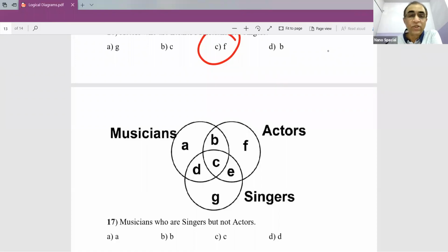Okay, now let's quickly answer this question. Musicians who are singers but not actors. So what are we looking at? This is musicians who are singers. Therefore this. Therefore this. All right. And who are not actors. Who are not actors means they should go out. So we are talking about this. So the answer is this. Okay. So that we've got. 17th one. Now let's go on to 18th.